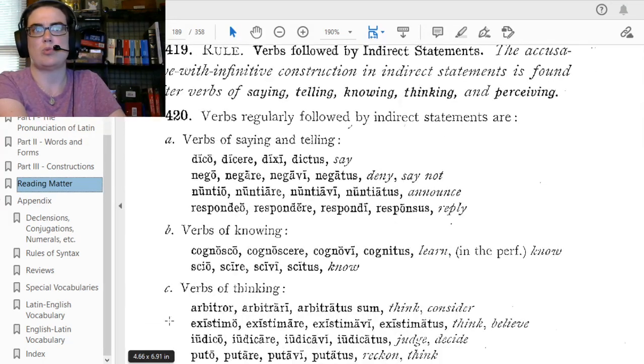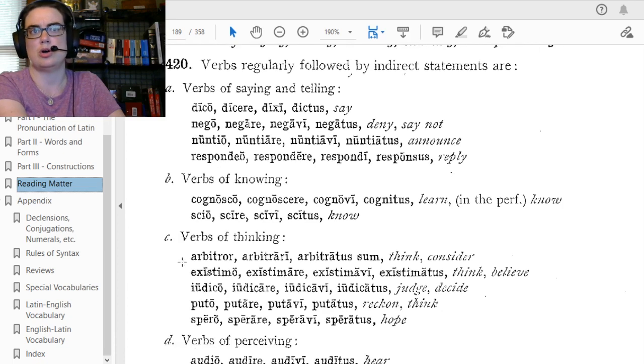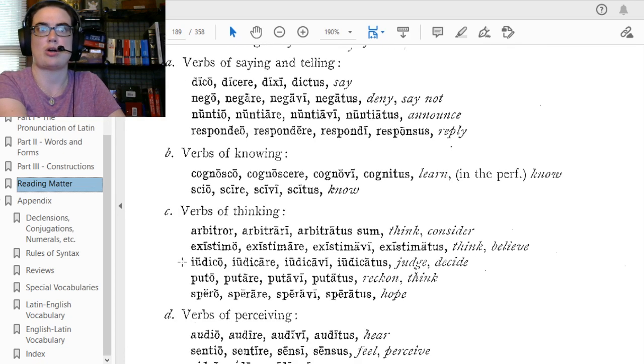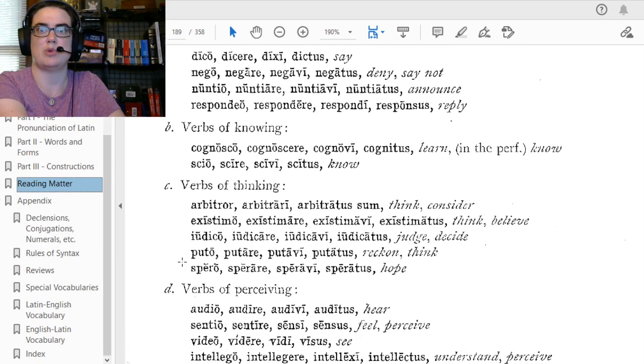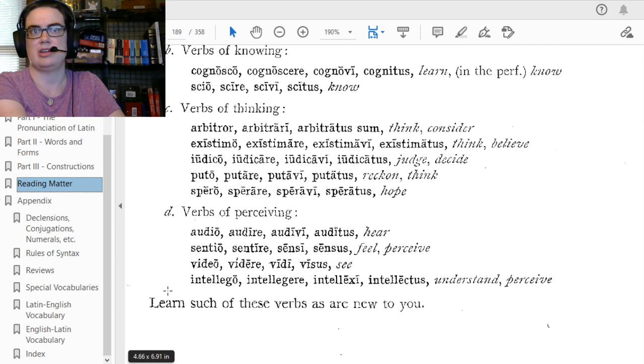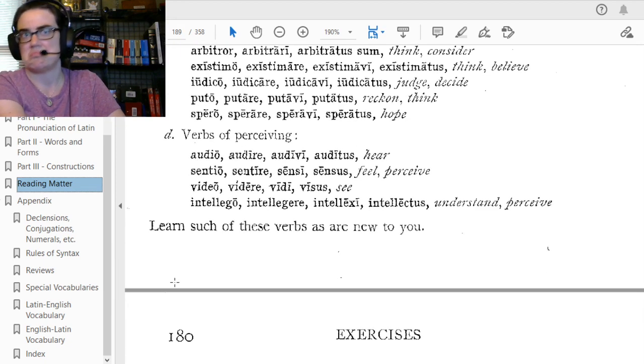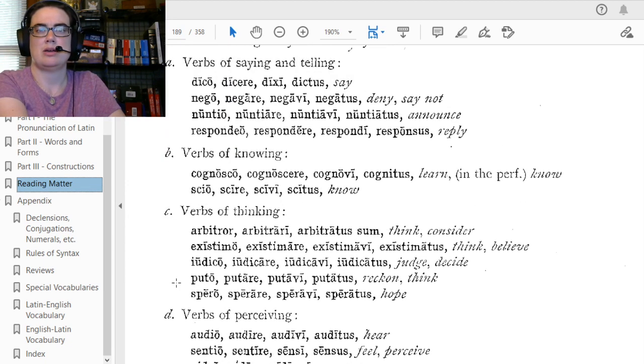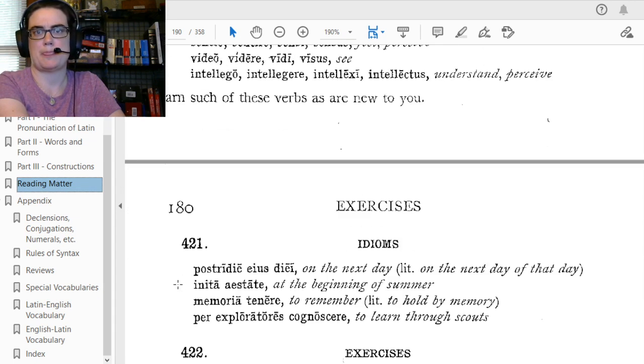So some common ones include dico, to say, nego, to deny, nuntio, to announce, respondeo, to reply, cognosco, to know, scio, to know, arbitror, to think, estimo, to believe, judico, to judge, puto, to think, spero, to hope, audio, to hear, sentio, to feel, video, to see, or intellego, to understand. Okay, that's nothing too tricky.